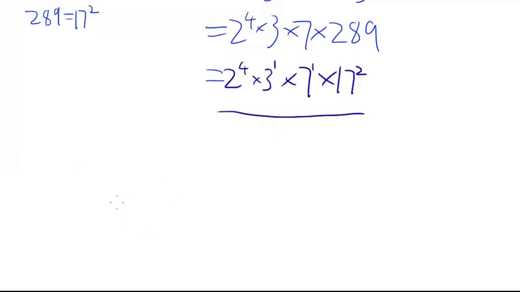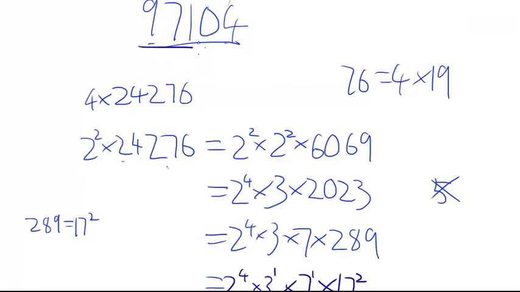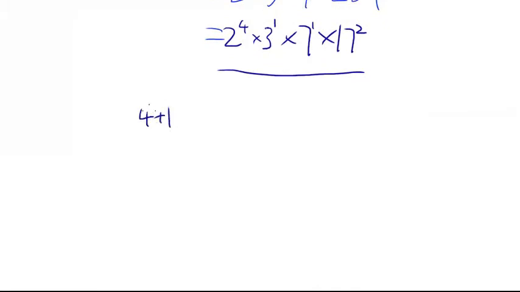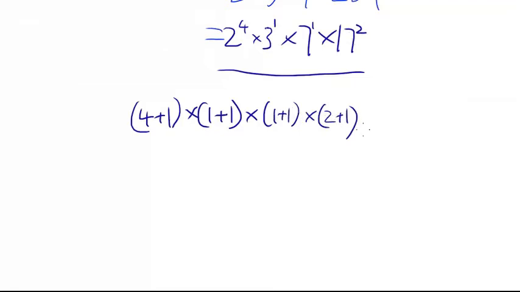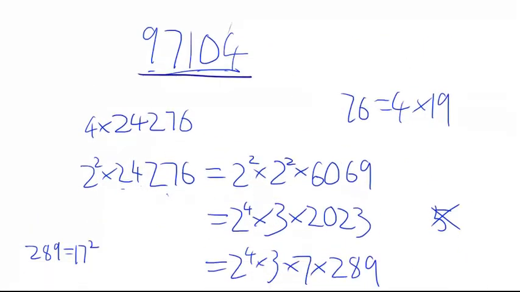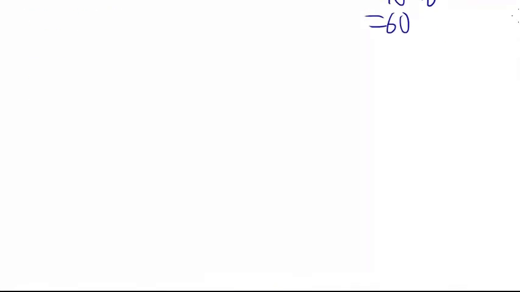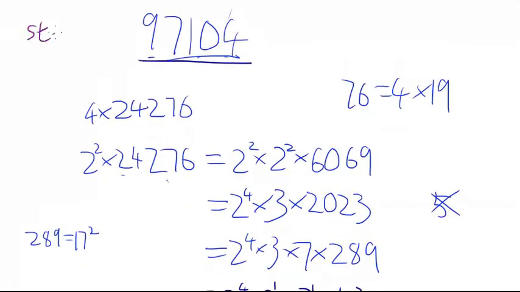Which means the number of factors, the number of rectangles 97,104 has is 4 plus 1 times 1 plus 1 times another 1 plus 1 times 2 plus 1, which is equal to 5 times 2 times 2 times 3. 5 times 2 is 10, 2 times 3 is 6, equals 60, which means, let's just keep a log here. Step 1.